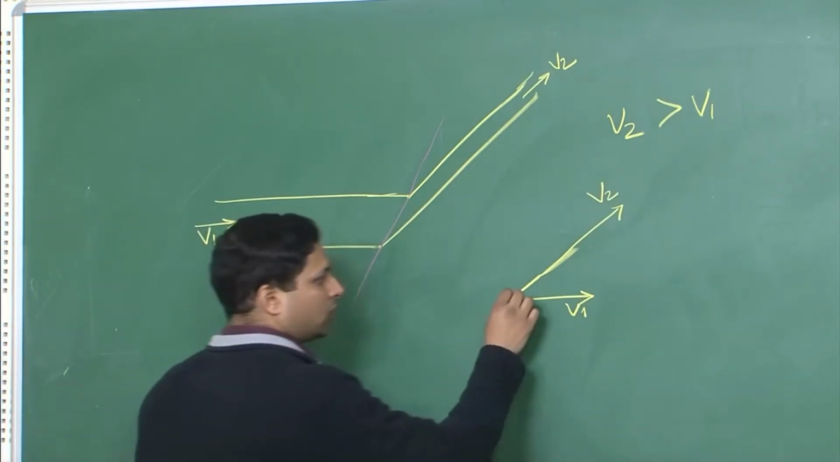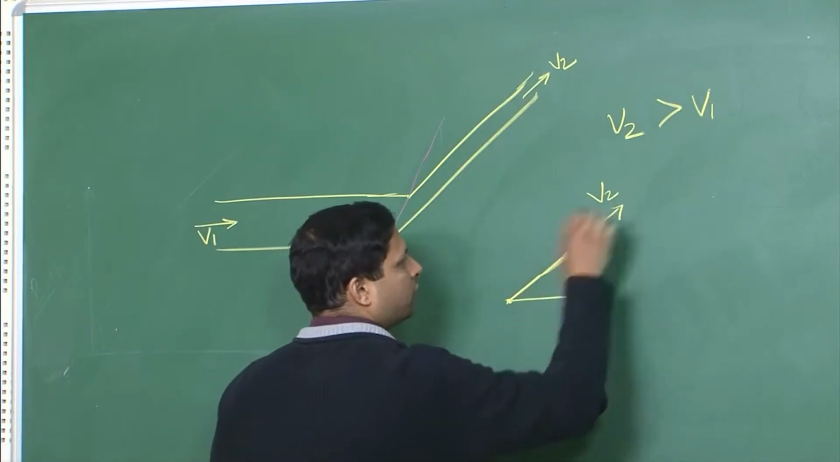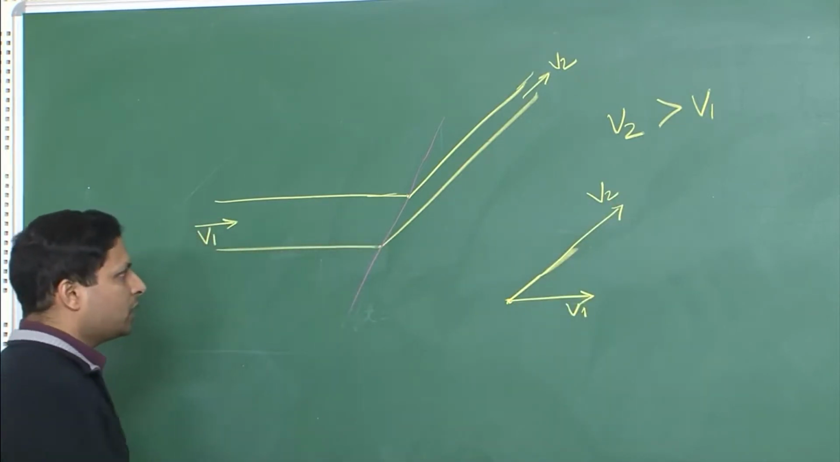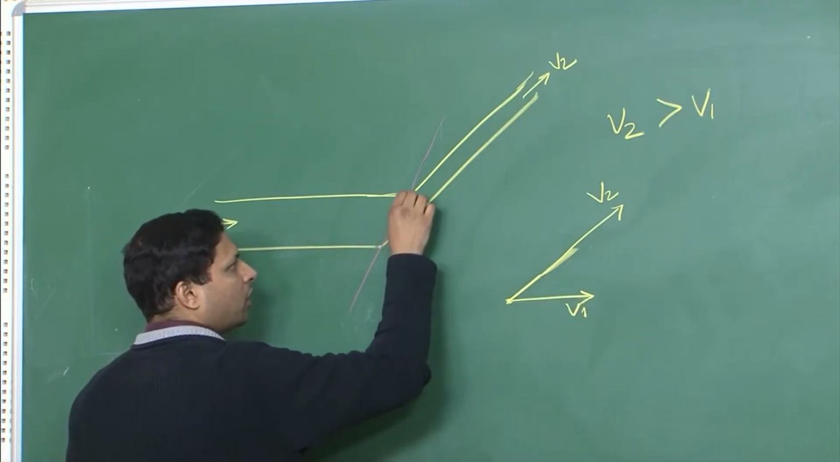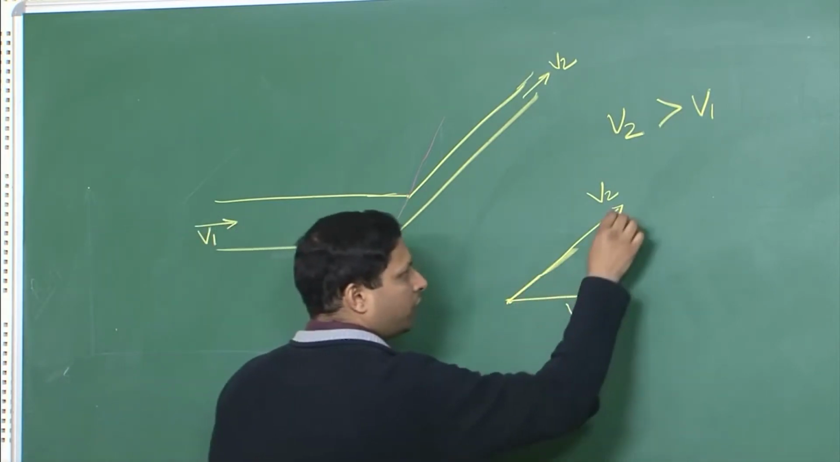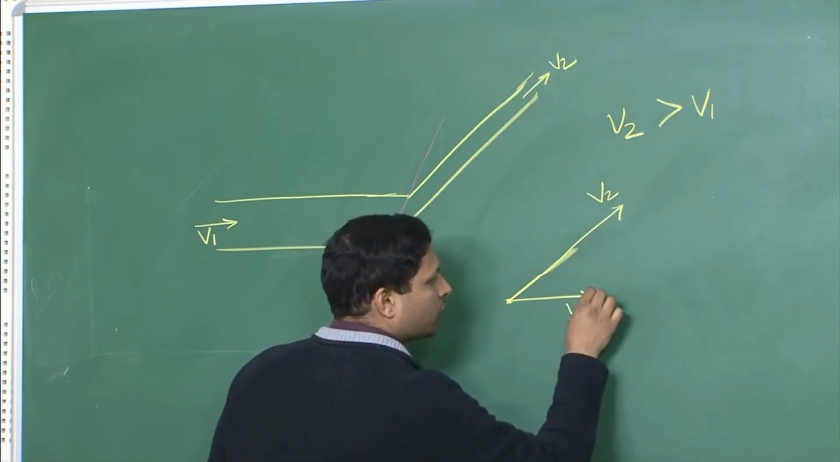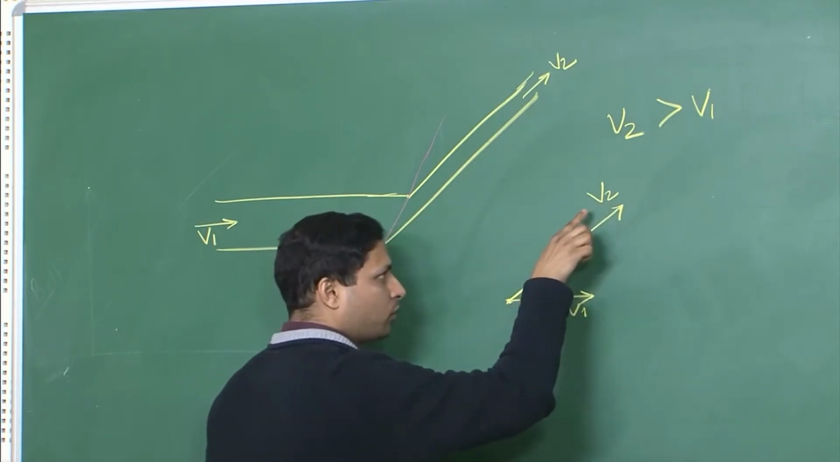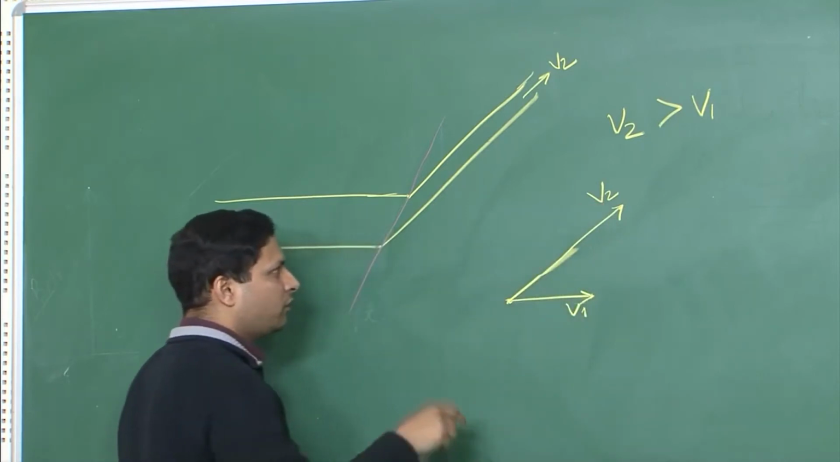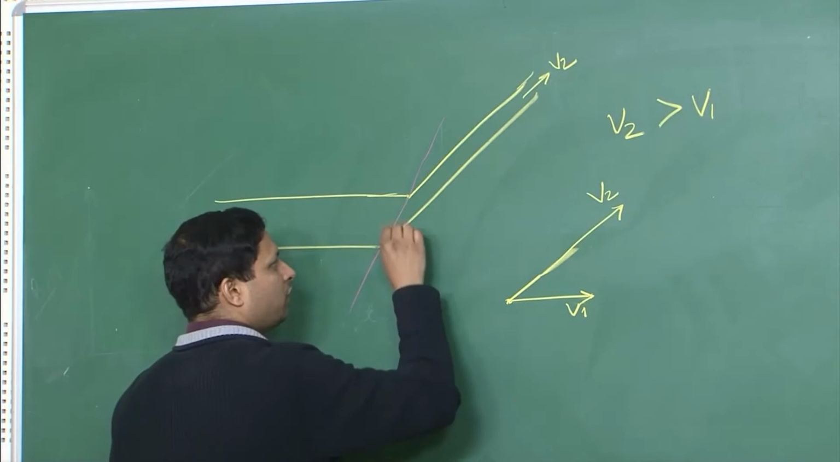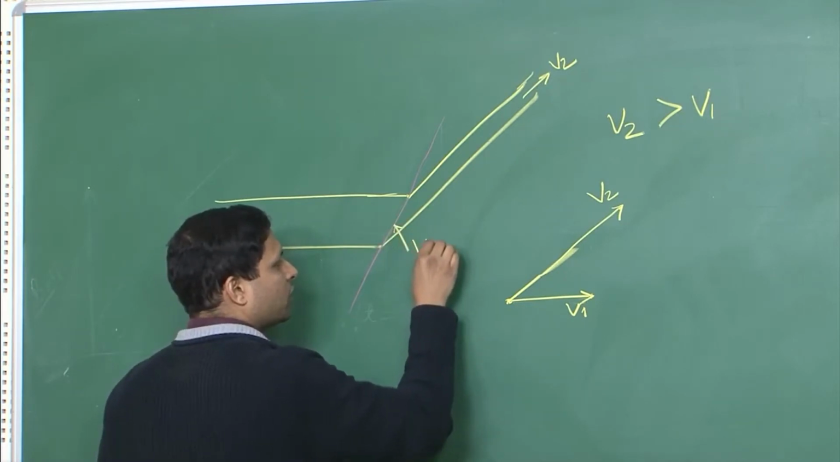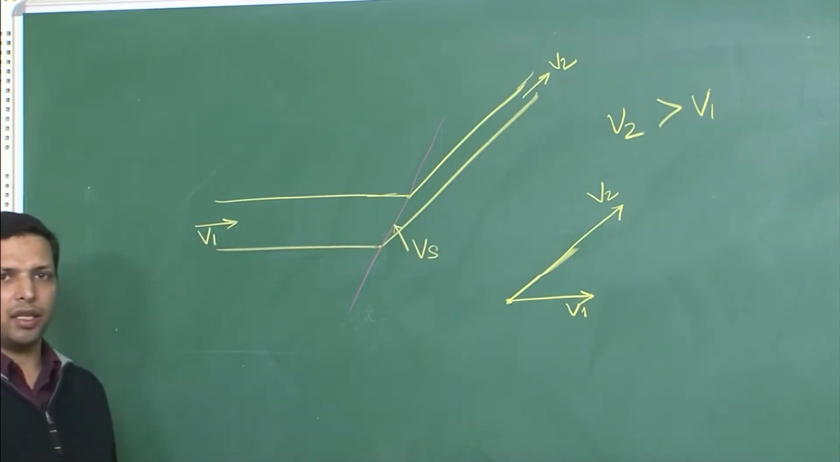Now, this is the initial velocity, this is the final velocity, and this change in velocity is occurring along this line. If you look at this, it will give you not only the magnitude of v2, but you will also get the magnitude of this particular velocity, which is called vs, where the shearing is taking place.